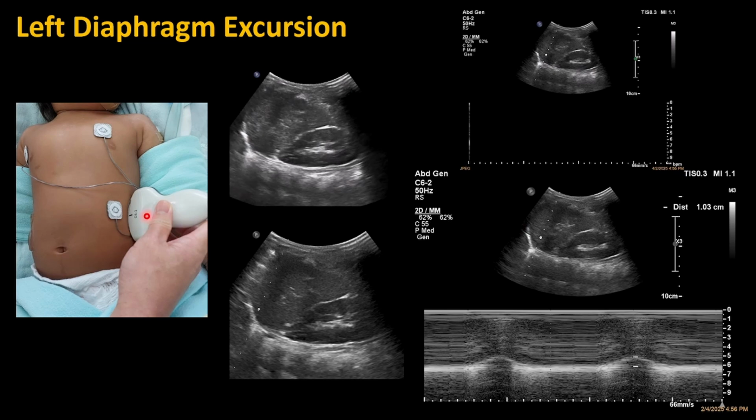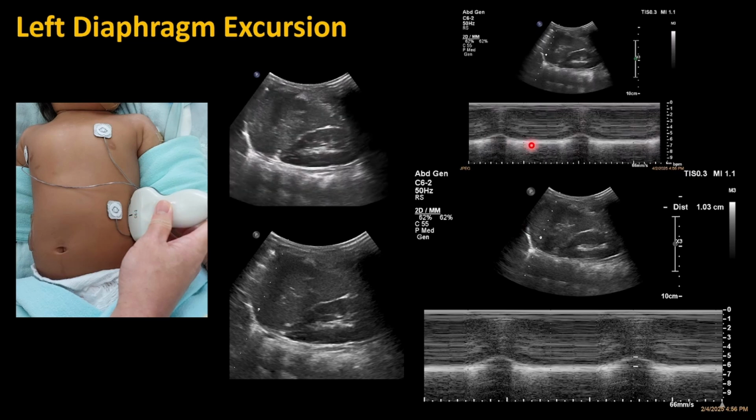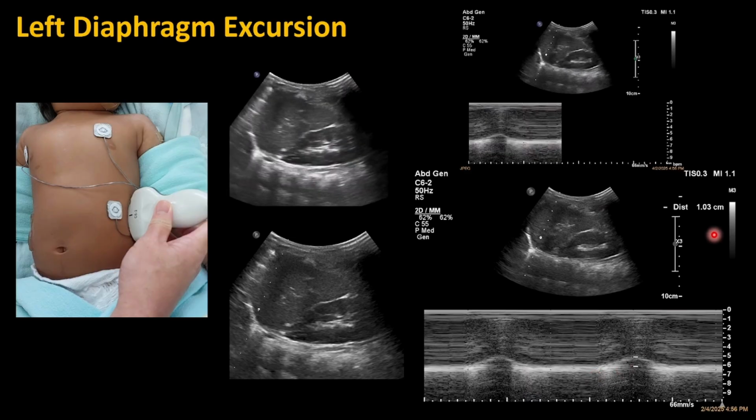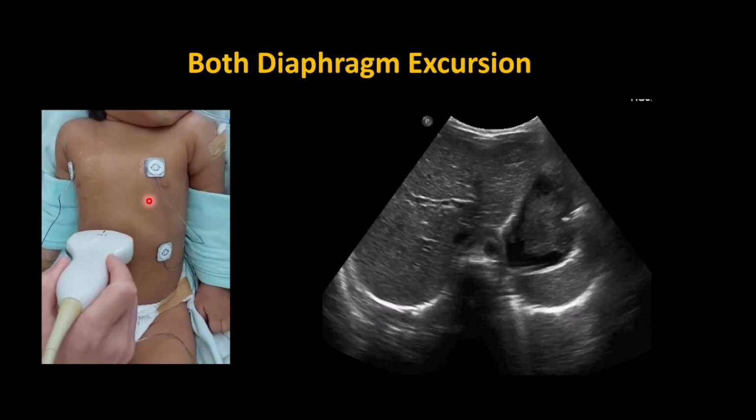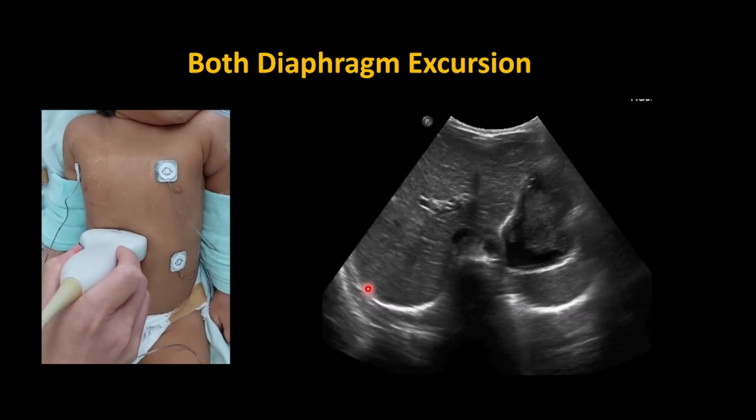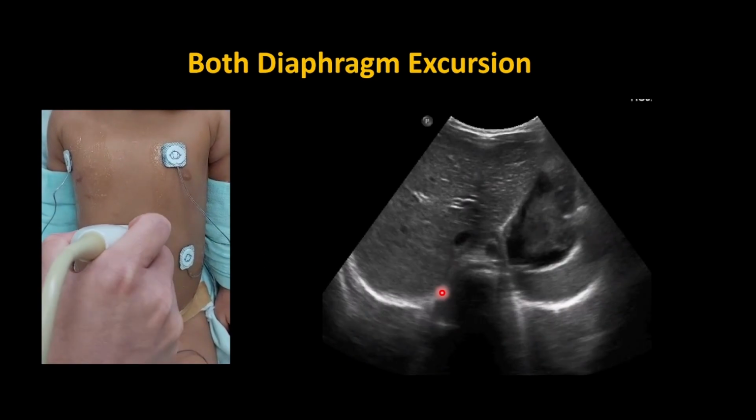Similarly, on the left side, with the probe placed on the left side, you're going to see the spleen and the movement of the diaphragm. This is the movement, and the measurement is 1 centimeter. For the subcostal view also, you can see both sides simultaneously, right? The diaphragm movement.